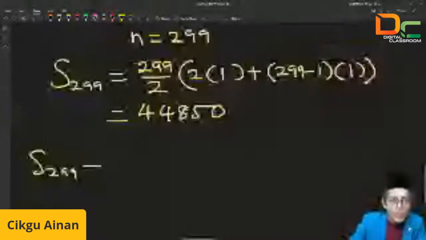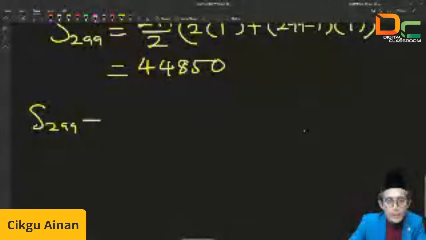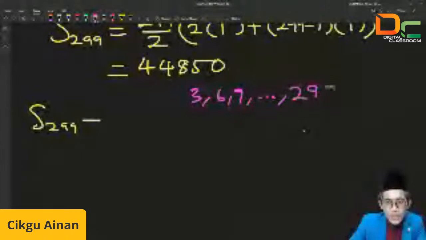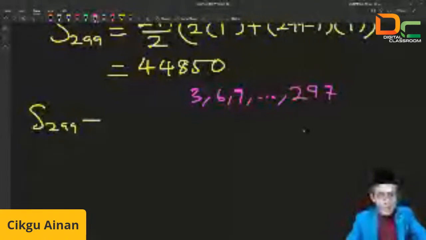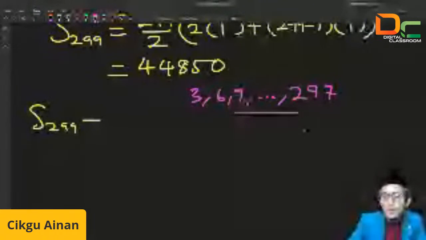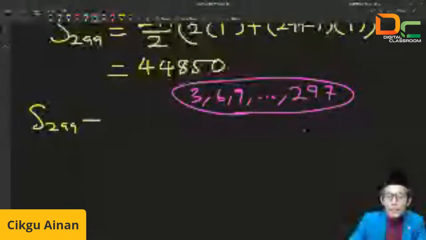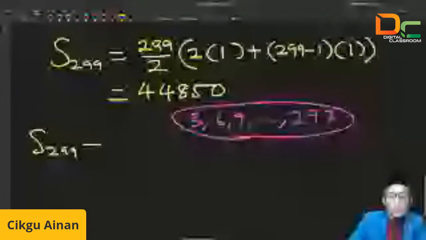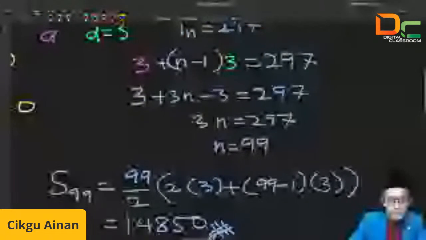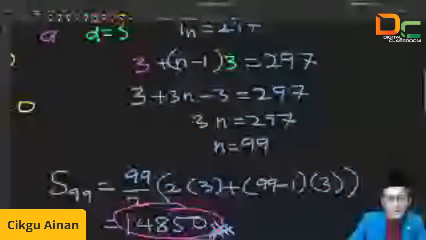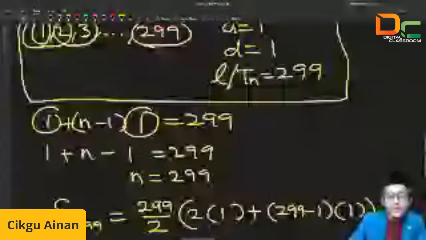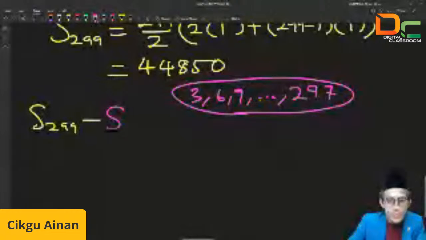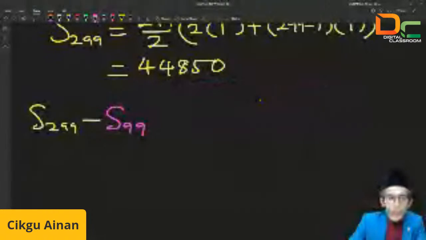I write over here lah. 3, 6, 9, until 297. Betul. 297. The sum of this one, but the sum of this one we got already over here. Dah dapat dah kat sini. So we tolak. So sum 99. So padamlah, tak nampak kan.